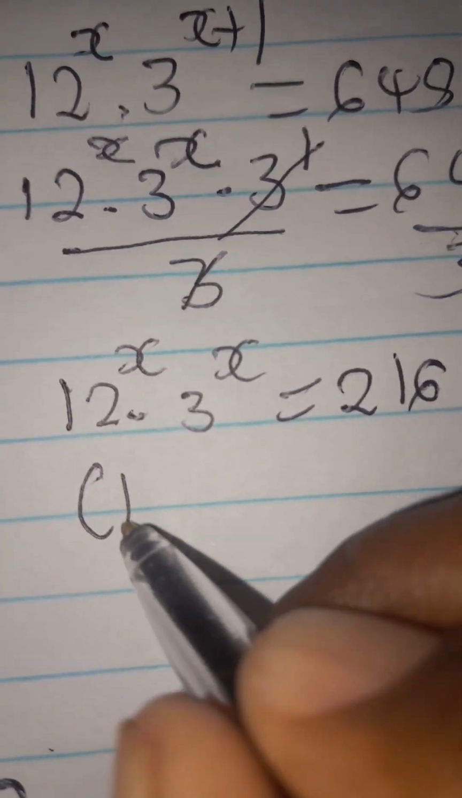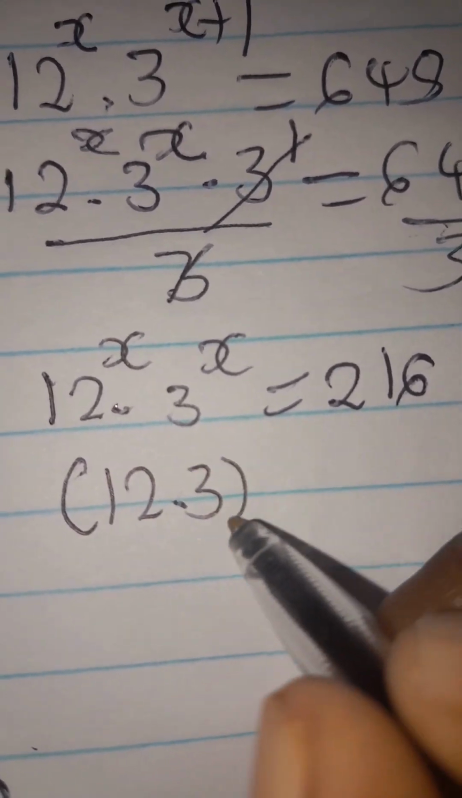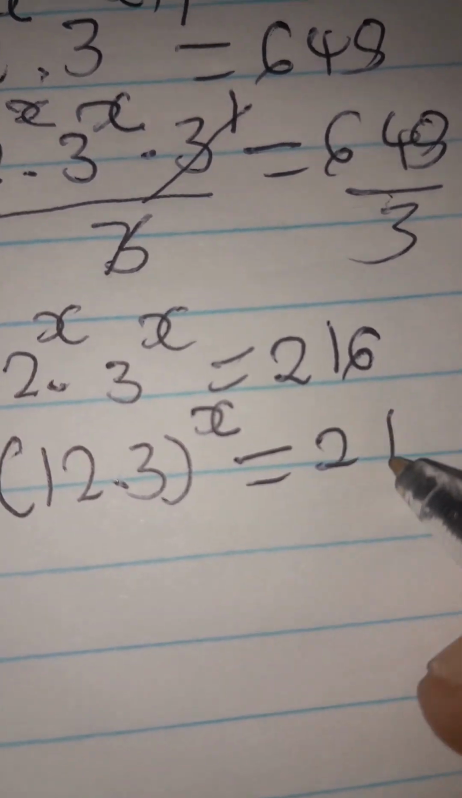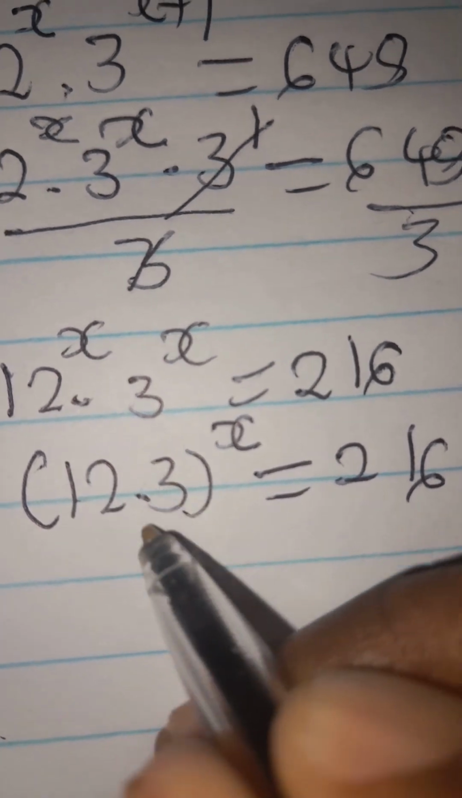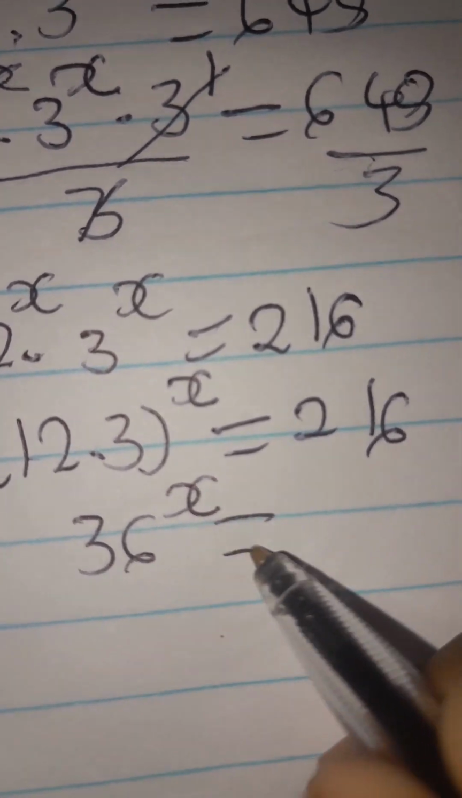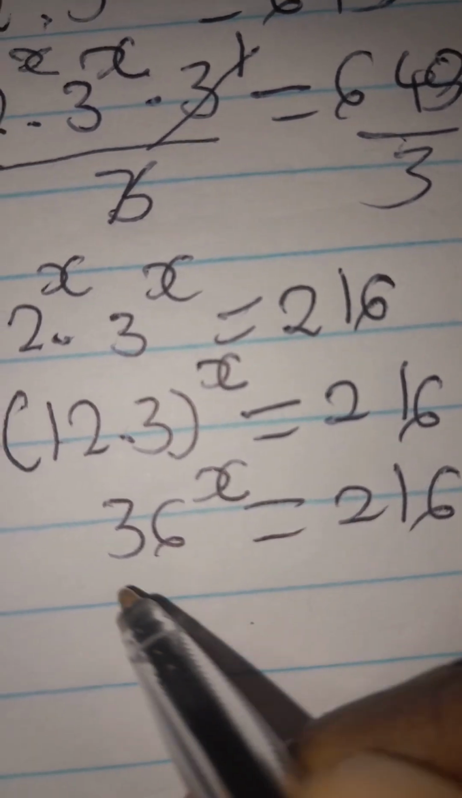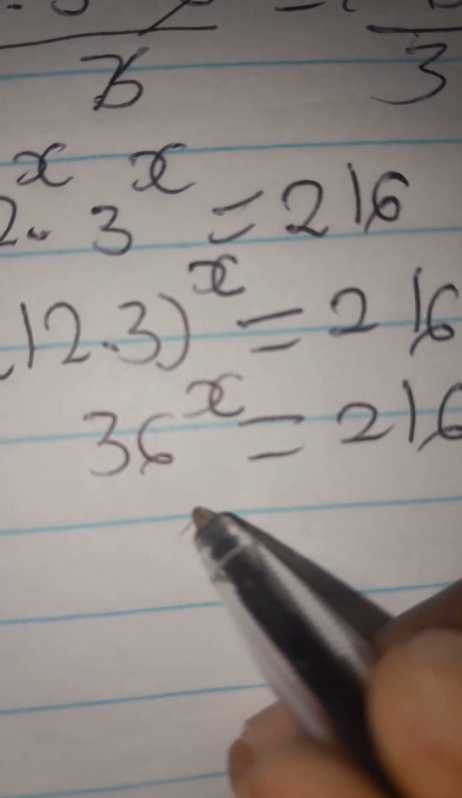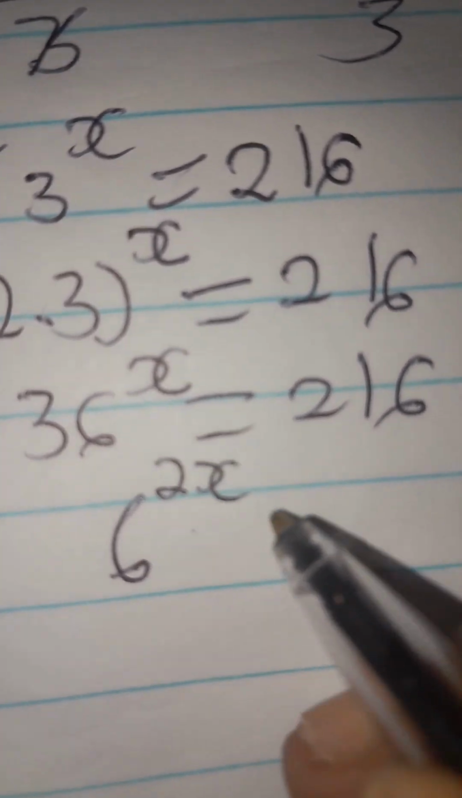We could factor out this. We could say 12 times 3 to the power of x, right, which will be 216. Then 12 times 3 will be 36. So it will be 36 to the power of x, which will be 216. Then changing 36, it's the same as 6 squared. 6 squared times x, that will be 6 to the power of 2x there.